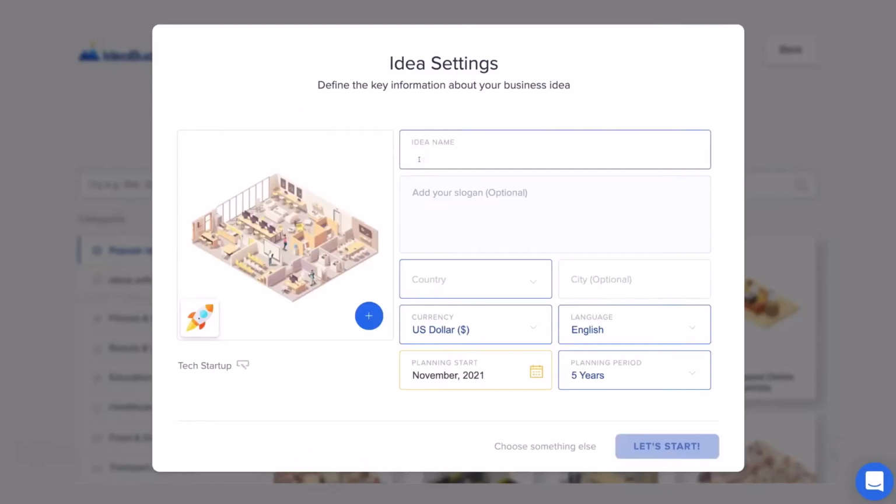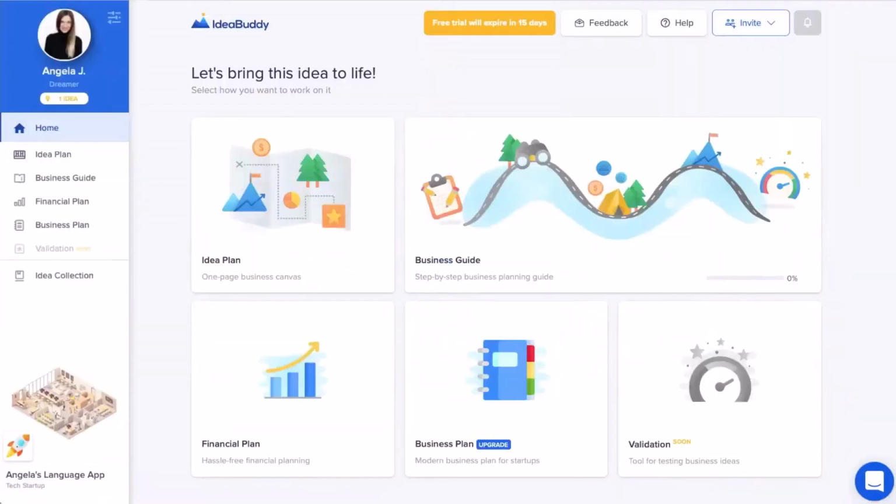So here you're going to add in some important information about your business idea. So you can add in the name of your tech idea, your company. You can add in a slogan. You can put in a logo. Let us know where you're from, what currency you want to use, and choose a planning period, 1 to 5 years. Now this is where the magic begins. This is where your idea comes to life. It takes form. And it starts with the idea plan. It starts here with what is your business model?